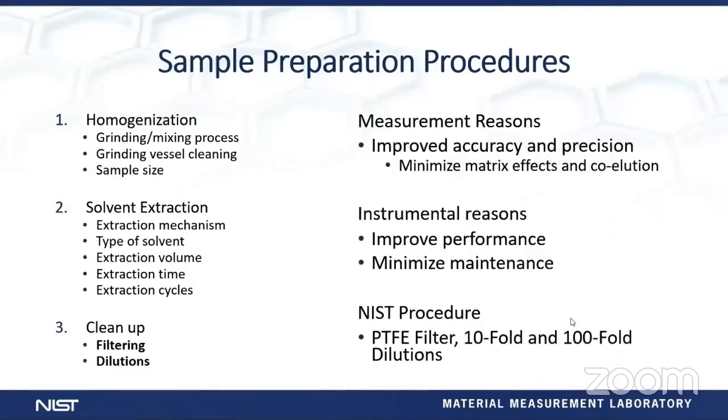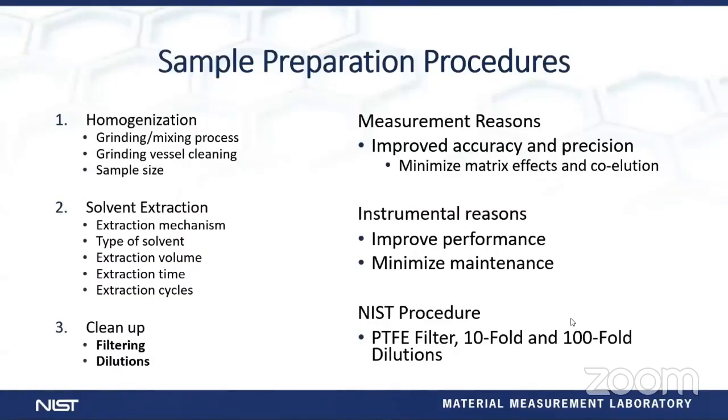The last part of the sample preparation procedure considers filtering and dilutions. Measurement reasons for this are that it helps improve accuracy and precision, while it minimizes the matrix effects and potential co-elutions of small minor peaks that could be present in the sample. Instrumental reasons, it helps improve your performance while also minimizing the potential maintenance and downtime of your instrument. You really want to try and inject as many clean sample extracts as possible instead of more concentrated sample extracts.